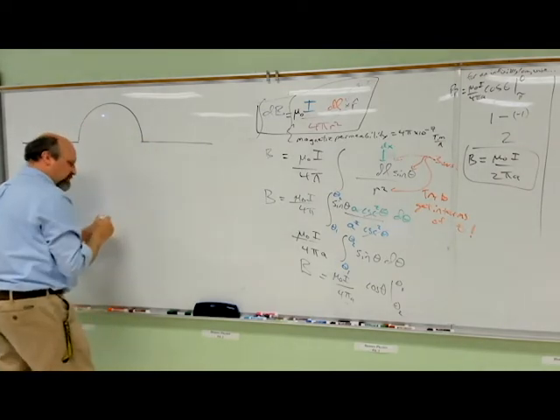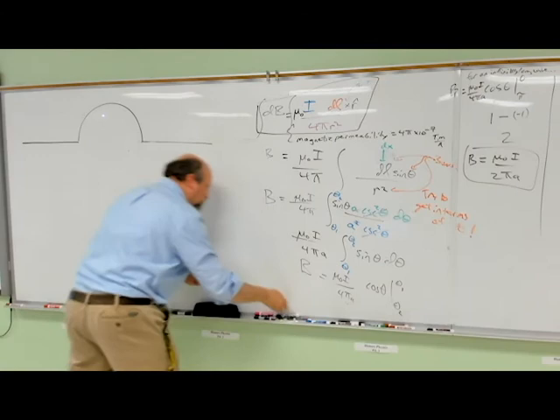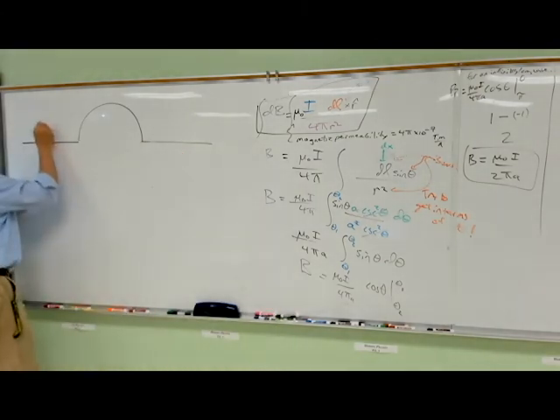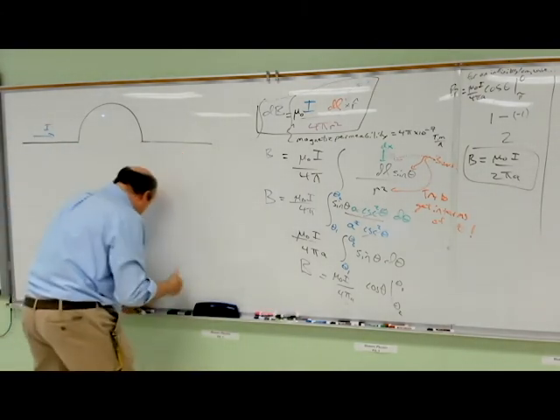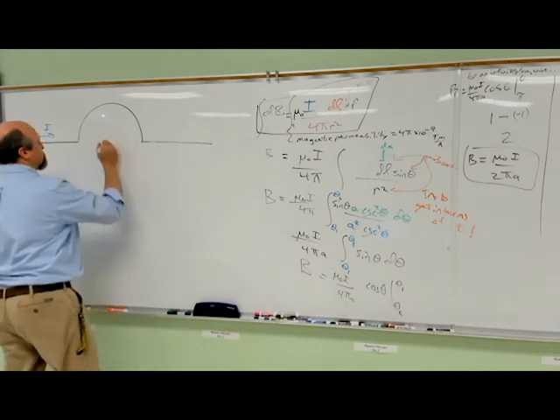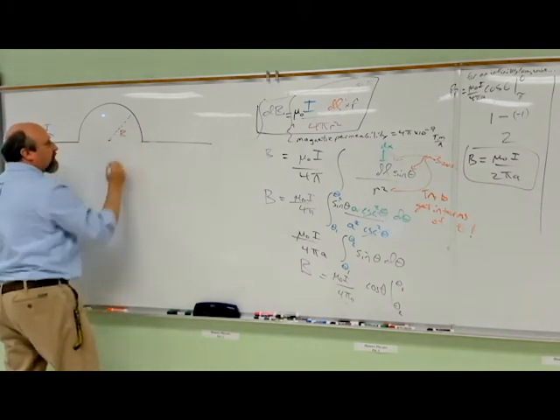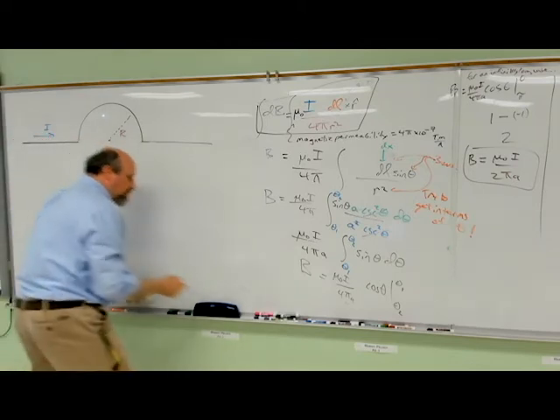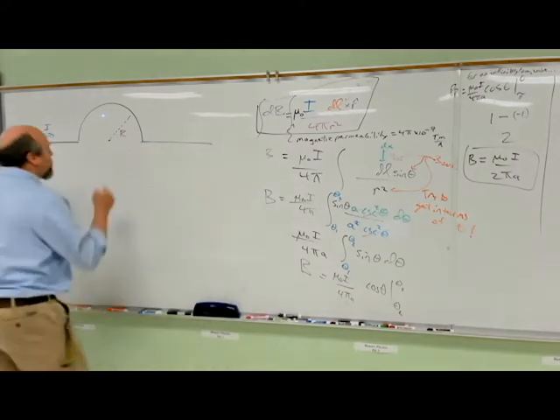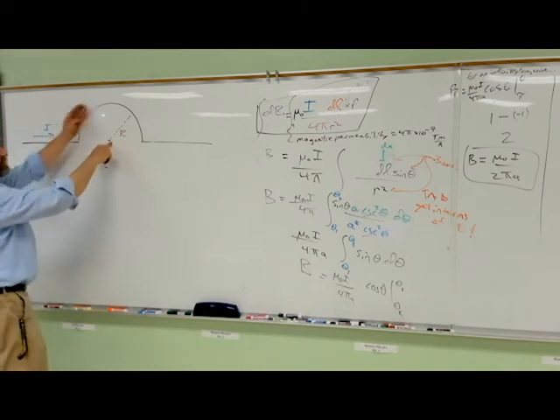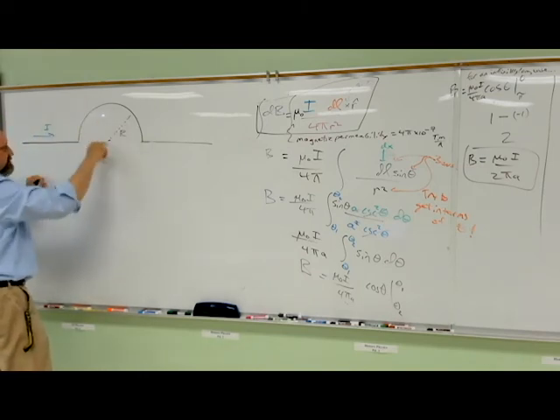Okay? So say I have current flowing down this wire, right? And say that wire bends like a circle with a radius we'll call big R. And I want to know, right here, what's the field strength at the center of that arc? Okay, the center of that semicircle, right?